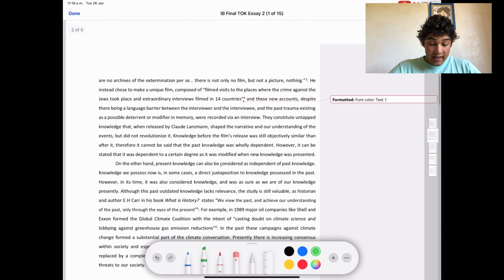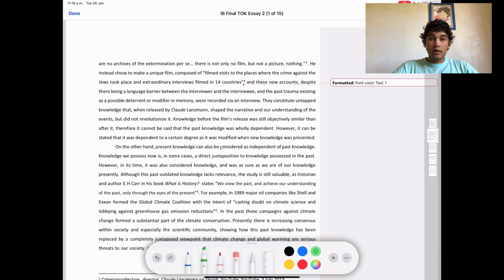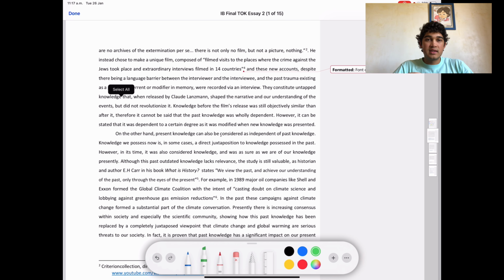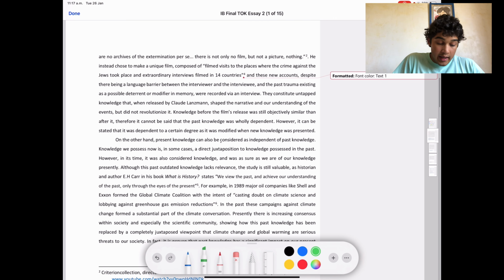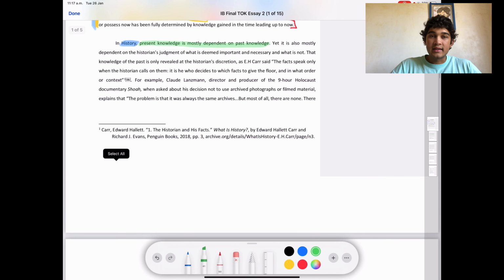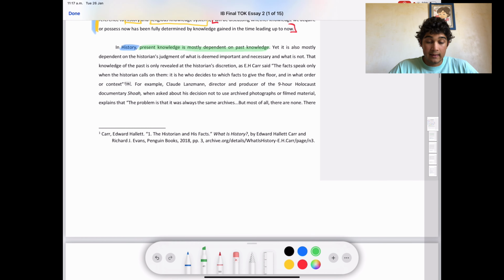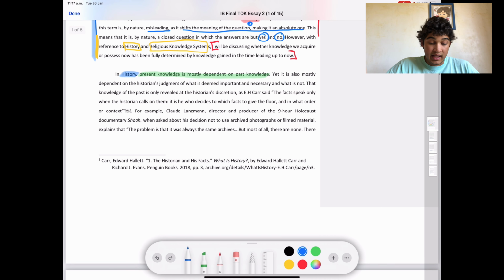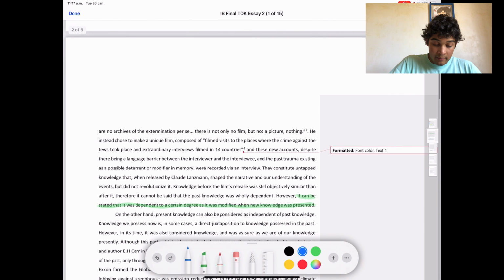Now, if we skip towards the end of this paragraph, what I do again is I restate this claim. I bring the end back towards the beginning of the essay, and it says, it can be stated that it was dependent to a certain degree as it was modified when new knowledge was presented. Again, it's not the same exact sentence, but it's the same sense of the sentence and the same thesis, so to speak. And what do I do in the middle? It's basically a big example. I have quotes, I have names, I have more quotes about the person.